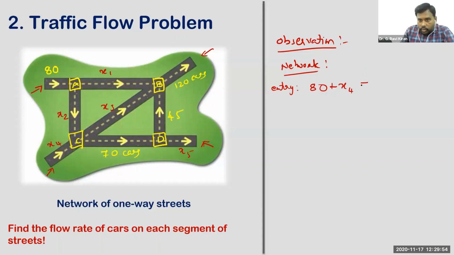And as I told you, this amount is equal to the amount of vehicles exiting the network. See how many are exiting from this. 120 vehicles are exiting, and from here, as we assumed, X5 vehicles are exiting. So this represents the exiting vehicles. Now if you simplify this, what happens? X4 minus X5 is equal to 120 minus 80, right? It is 40, right? So overall in the network, you got this equation.